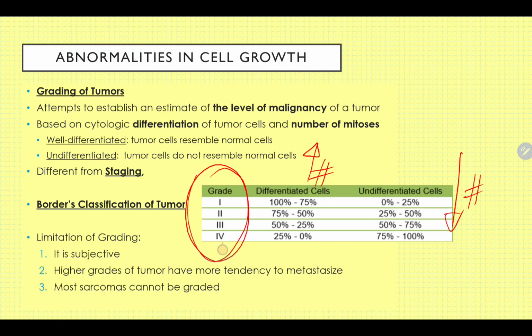Kung titignan natin sa grade 4 po, 75 to 100%. Grade 4 tumors po are very, very parasitic, grabe na nila kabilis mag-metastasize. Okay? So this is under the Broders classification of tumor. Ito pong classification na ito is actually subjective po. Subjective siya in a sense na there are certain limitations po. So these are the limitations of the grading.